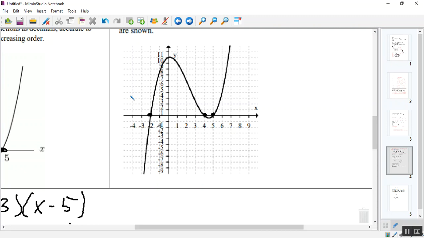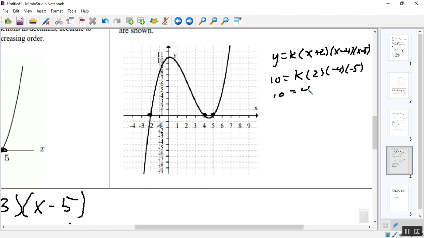How do you want to start this one, kids? Start by writing out everything. So y equals k, and then x plus 2, and then x minus 4, and then x minus 5. How many agree? And what point did you choose not on the x-axis then? 0, 10. So I've got 10 equals k times, here we go, 0 plus 2 would be what? The value equals 40. Right? Right. So you've got 10 equals 40k. Yep. So 10 over 40, which simplifies to 1/4.